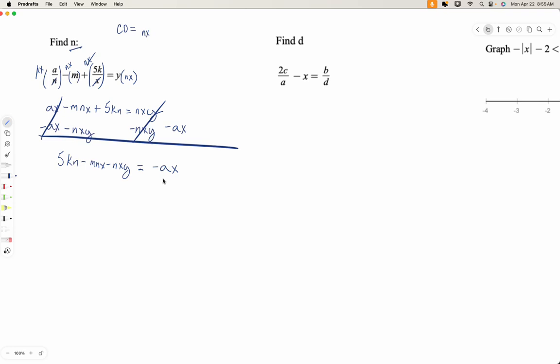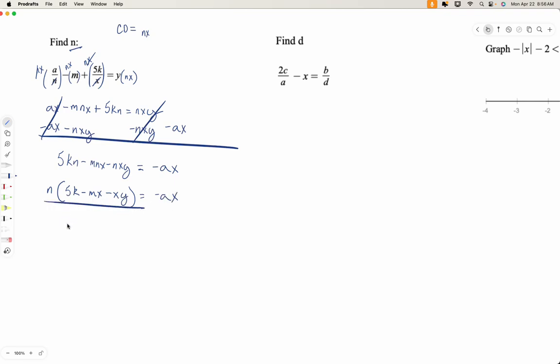Well, no, you know what? I'm not going to. I'm going to leave it the way it is for now. We'll just solve it and see what our answer is, okay? So let's factor out the n. So that would be 5k minus mx minus xy is equal to negative ax.